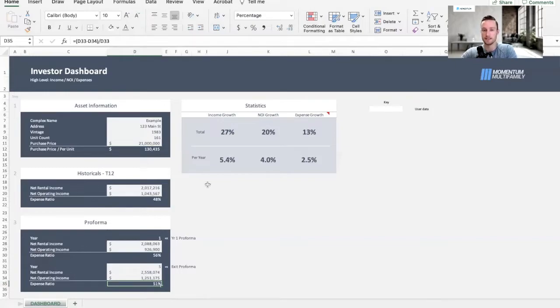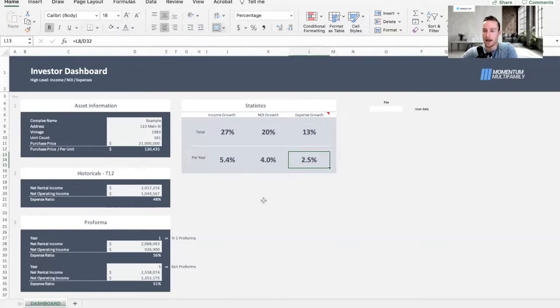So in this instance, we've got 27% total income growth over 5 years, which equates to 5.4% year over year increases. We've got a 20% growth in NOI, which again is 4% and so forth. So we've got a 13% growth in expenses and 2.5% per year for your expense growth. So basically what this tells you is how much of a push over the life of this investment the sponsors are projecting to make.